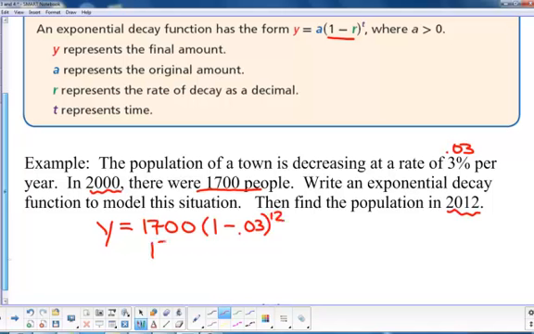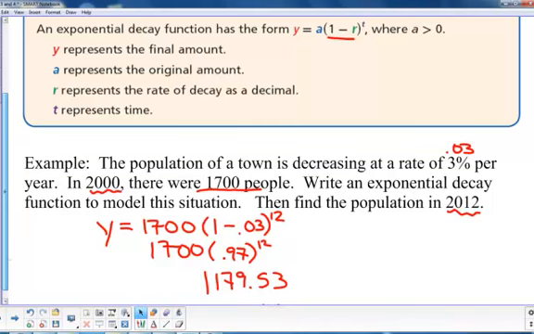So we have 1,700 times 0.97 to the 12th. Which is, so when you multiply something by 0.97, it goes down.